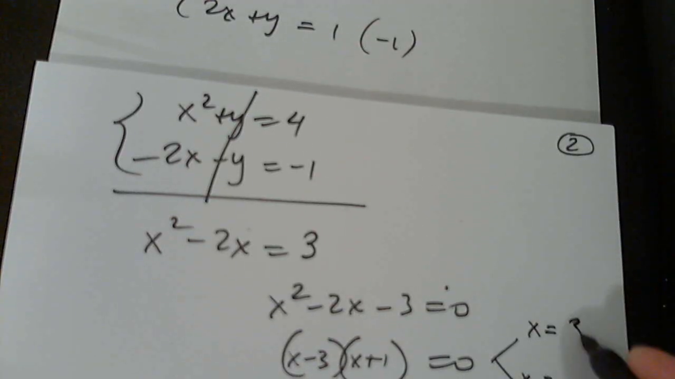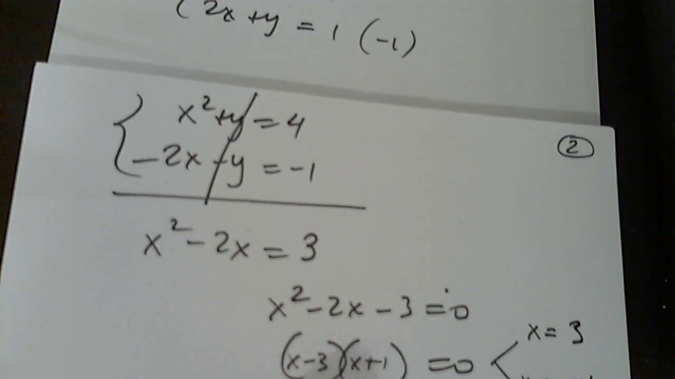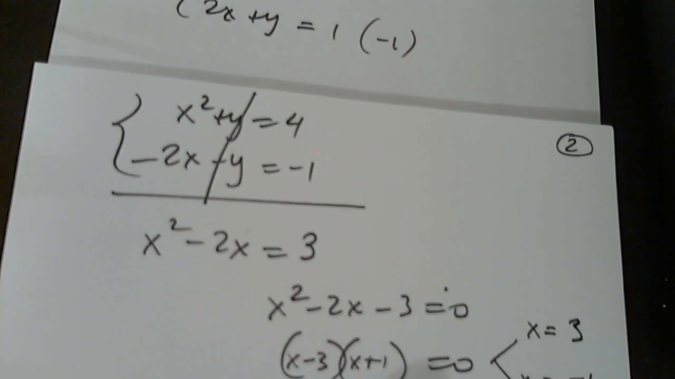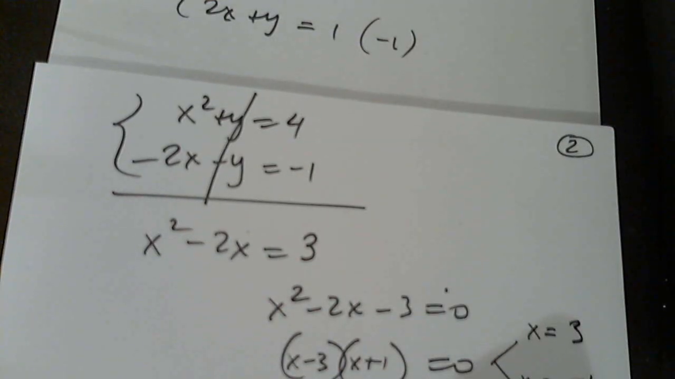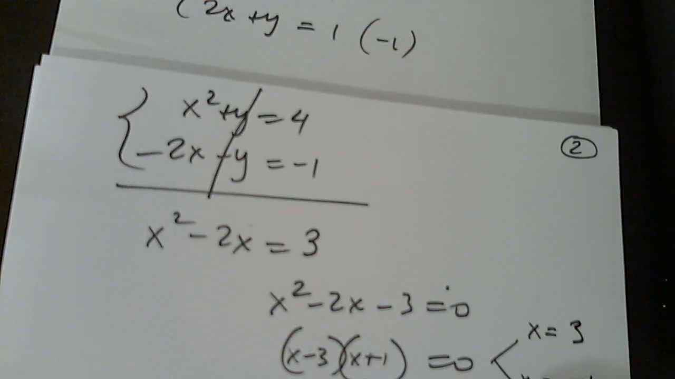Positive 3, negative 1. Very good. So when x is 3, I need the y. When x is negative 1, I need the corresponding y. I have to go back. It doesn't matter where. Let's say I'm going back to x squared plus y equals 4. With 3, I have 9 plus y equals 4, and I have to move 9 to the other side. So I get negative 5.